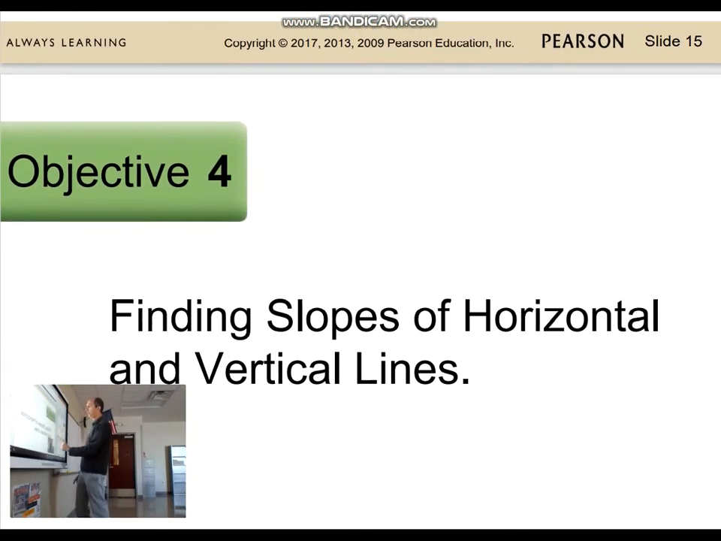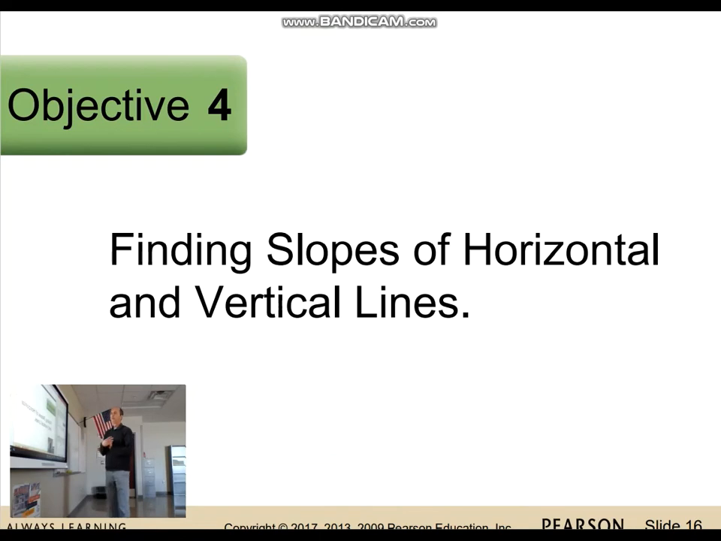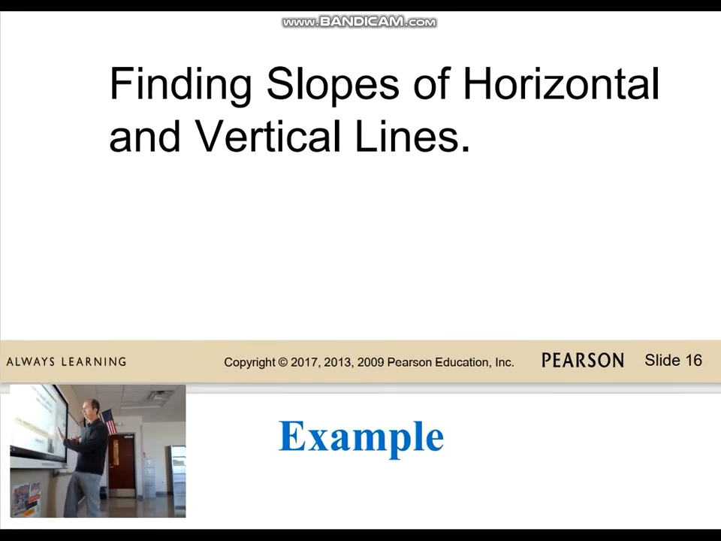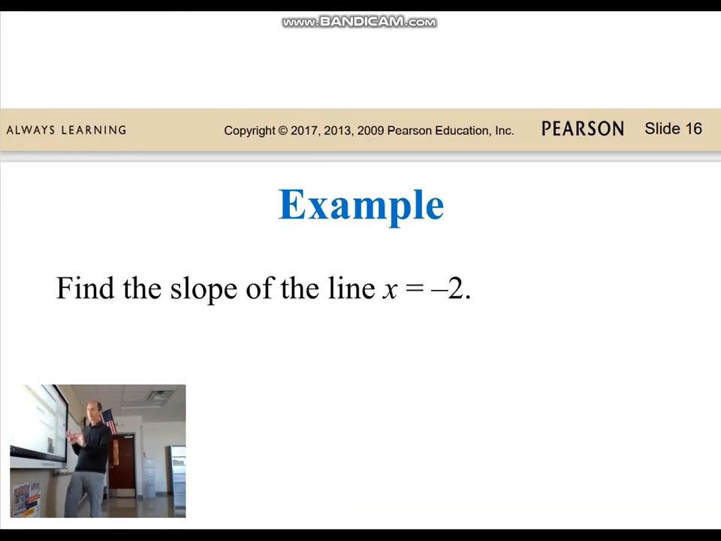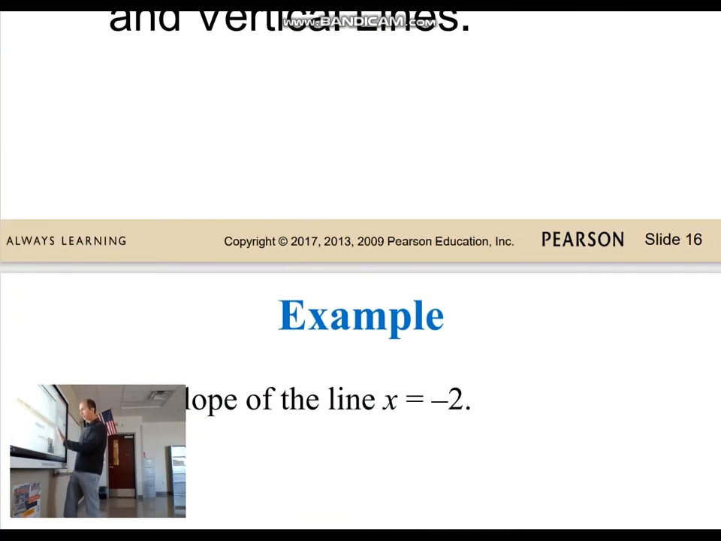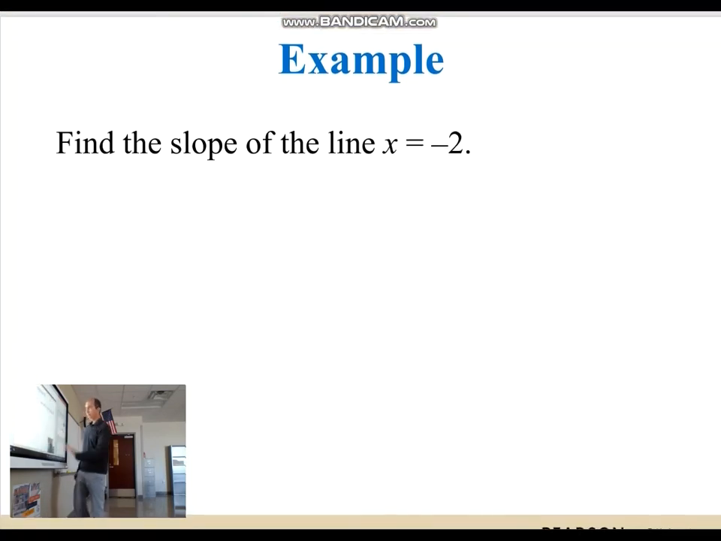Next, we have objective number 4, finding slopes of horizontal and vertical lines. Those are special cases, and we will see each one. At the end, every time you see a horizontal line and a vertical line, you're going to answer real quick, real easily, what is the slope of each one. Find the slope of the line x equals -2.